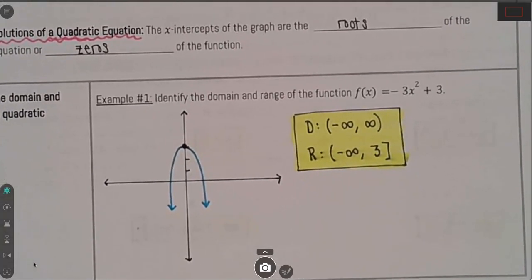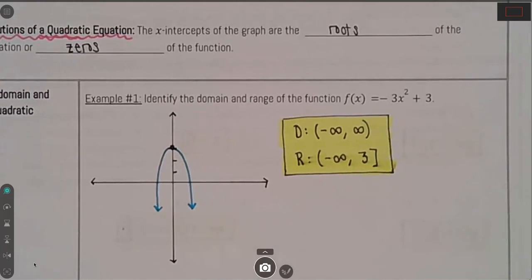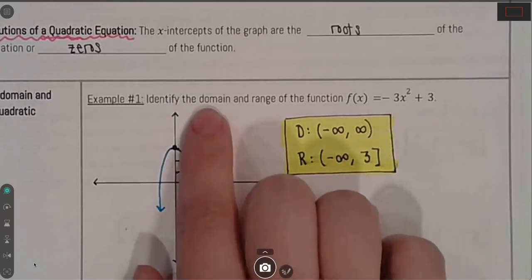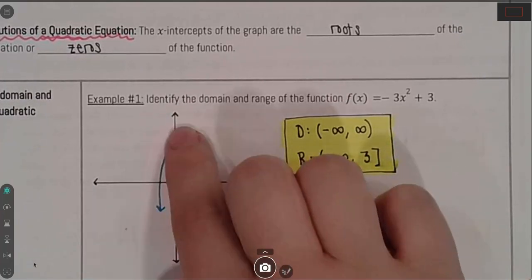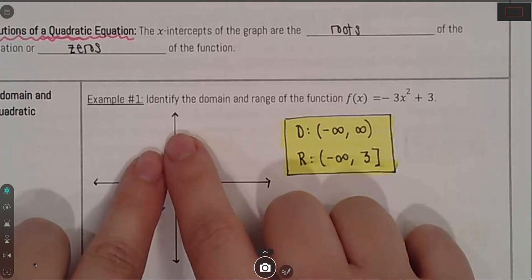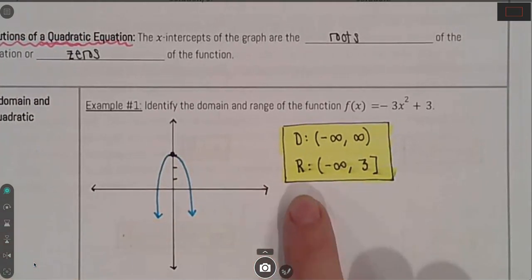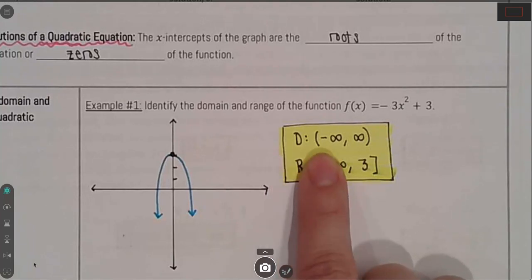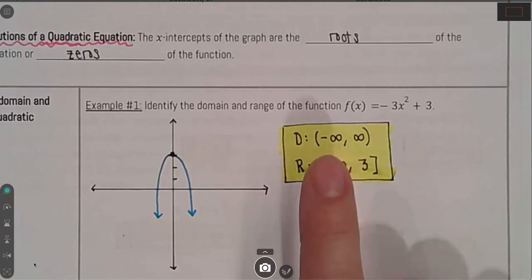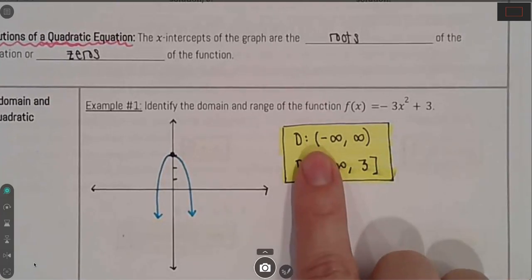All right, example number 1. Identify the domain and range of the function f of x equals negative 3x squared plus 3. If I graph this on my calculator, it's going to look a little bit like this. And this is going to expand horizontally indefinitely. So my domain is negative infinity to infinity.